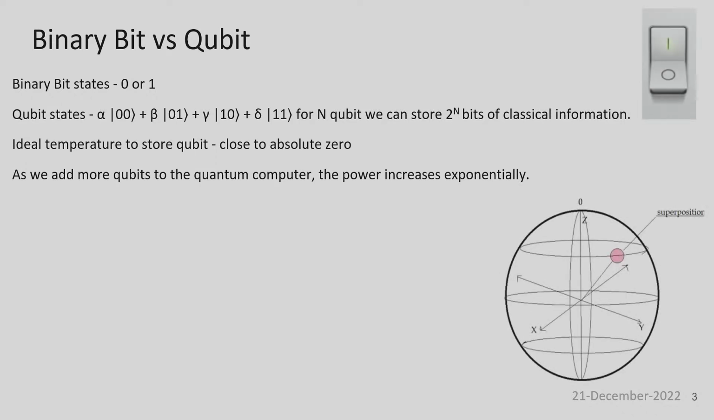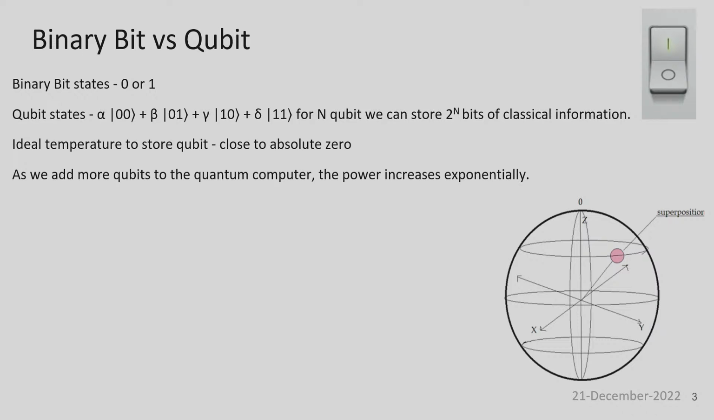When it comes to a binary bit, it is like a switch. So it's either 1 or 0. But when it's a qubit, it's a superposition of 1 and 0. So it's not 1 or 0. It's both 1 and 0 at the same time. So what's the limitation of a qubit? We use a Bloch sphere to represent the qubit, and the ideal temperature to store a qubit is close to absolute 0. Why do we need this temperature? Even a small change in the atom will affect the superposition, and it will come to the ground state. That's one challenge of storing a qubit.